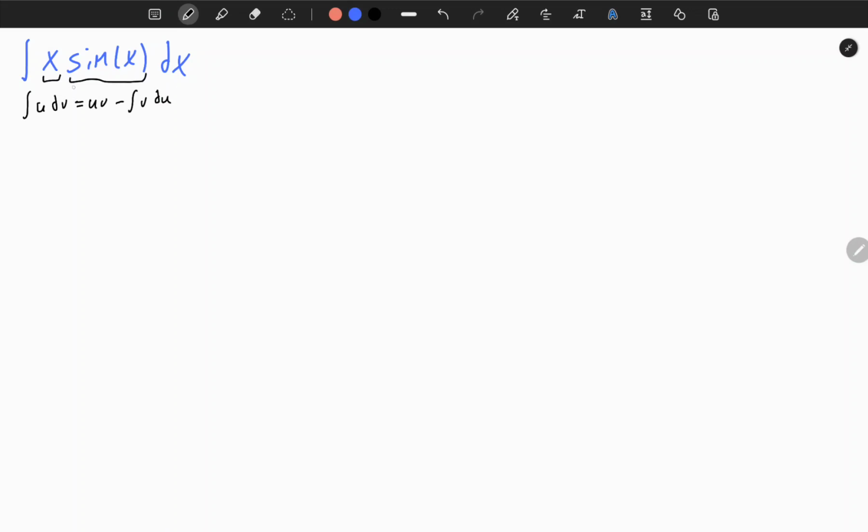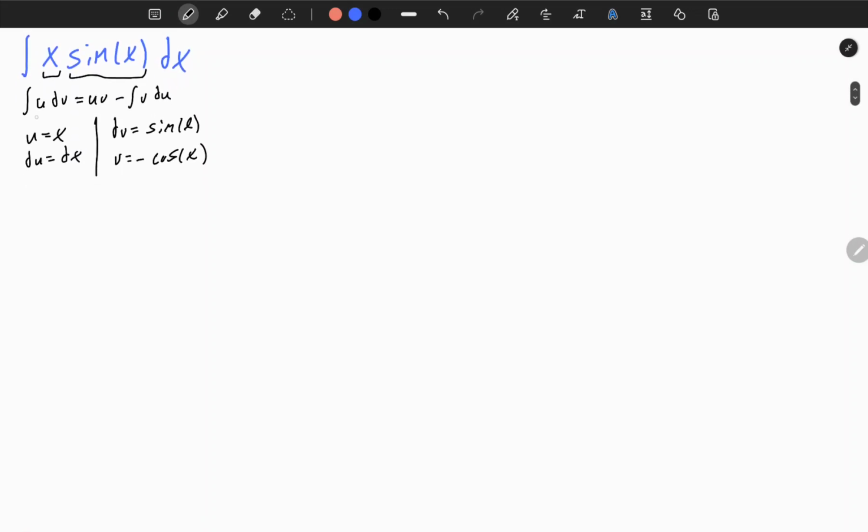Now, when it comes to solving problems of integration by parts, it's always good to look at the problem and ask yourself, okay, what would be easier to get the derivative of, and what would be easier to get the integral of? So in this case, it will actually be easier to get the derivative of x. So we set u equal to x, and the derivative of x will be dx. Next, we'll set our dv equal to sine. So now we're looking for the antiderivative of sine x, which will be negative cosine x.